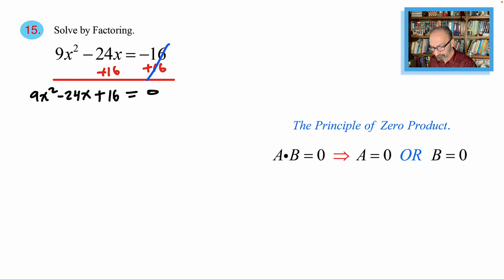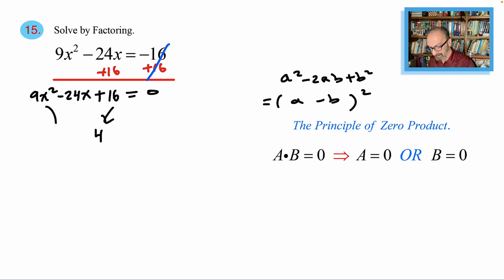Now, the left-hand side is actually a perfect square trinomial concept, which is if you have a squared minus 2ab plus b squared, that will give you the same as a minus b to the second. That's what I mean by perfect square trinomial. That's one form. So this right here goes down to 4, and 9x squared goes down to 3x. And that's what we have.